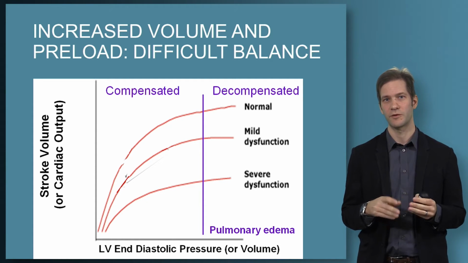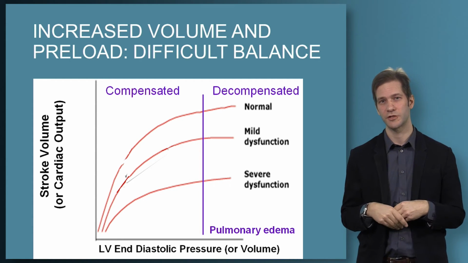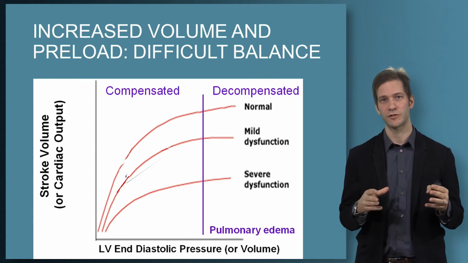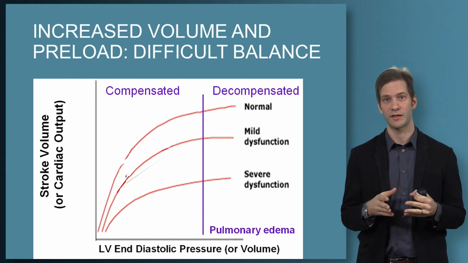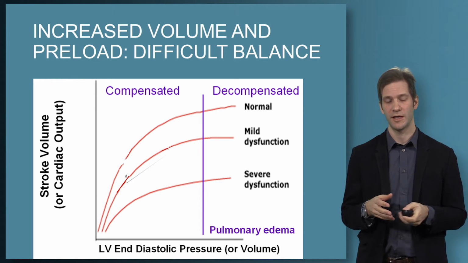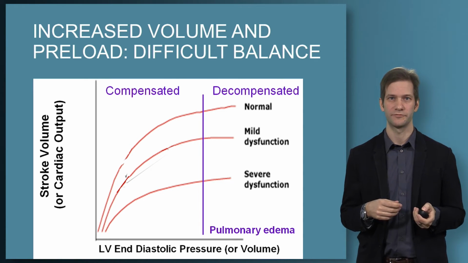In other words, the pressure rises in the left ventricle so high without much further augmentation of stroke volume, and that rise in pressure is transmitted backwards through the circulation into the lungs. And the patient actually experiences symptoms related to that pressure, and we call that pulmonary edema. And I'll have an example of that later on.